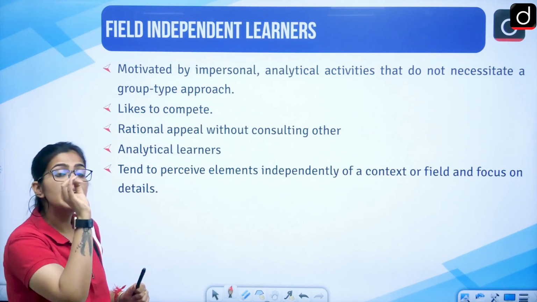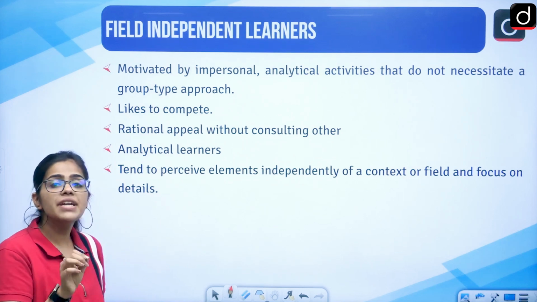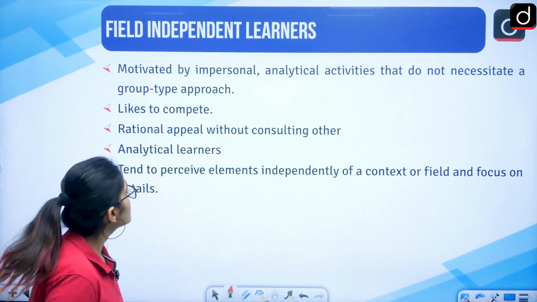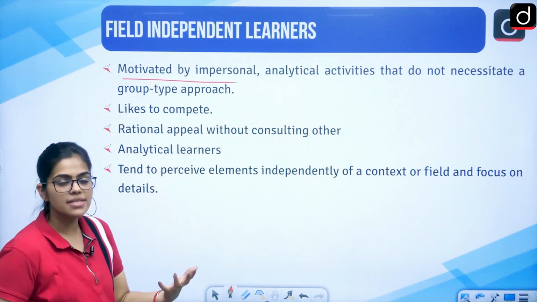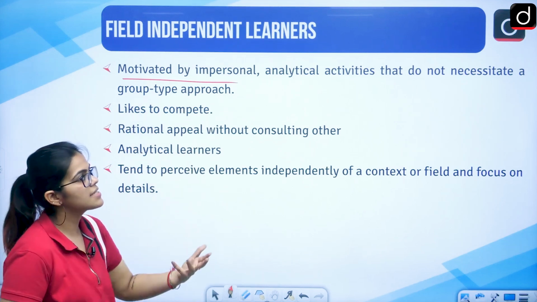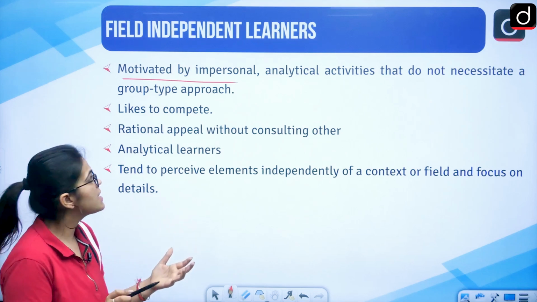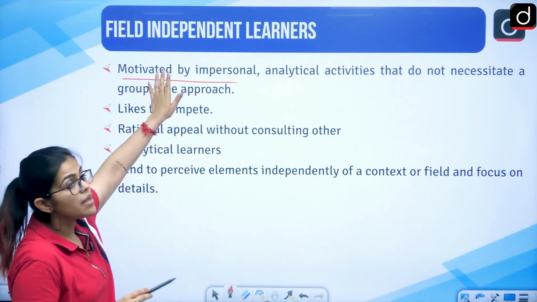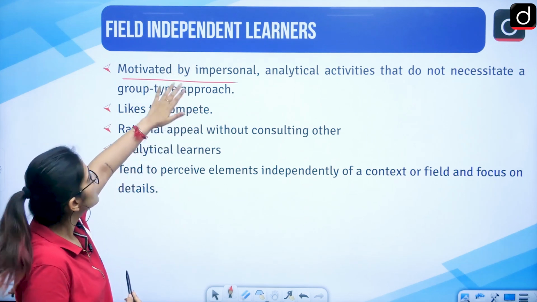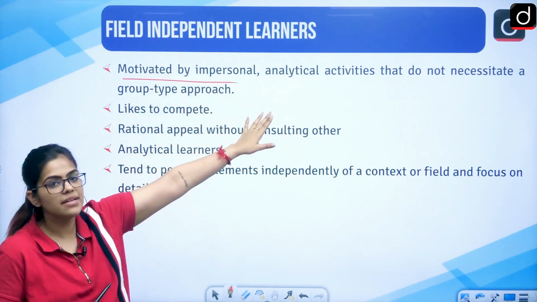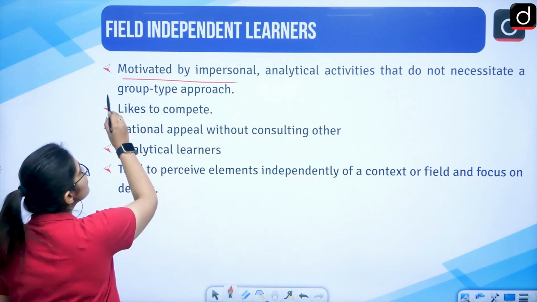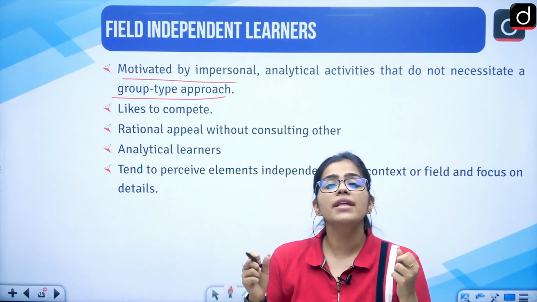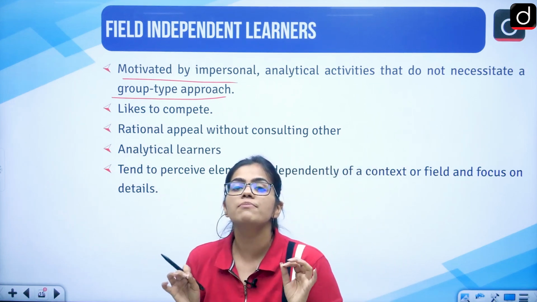Then comes the field independent learner. Contrary to a field dependent learner, a field independent learner will do things on their own, right? They are motivated by impersonal analytical activities and skills, and they do not hesitate in doing things on their own, right? They are motivated by their own locus of control. They are motivated by impersonal analytical activities that do not necessitate a group type approach. So they do not want to work always in a group, but alone. They are lone warriors and can control themselves on their own.